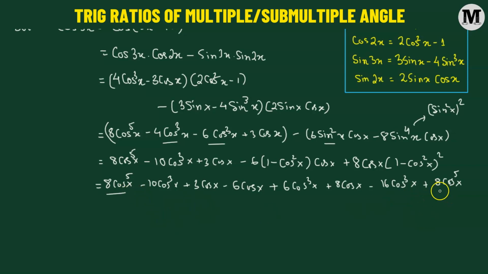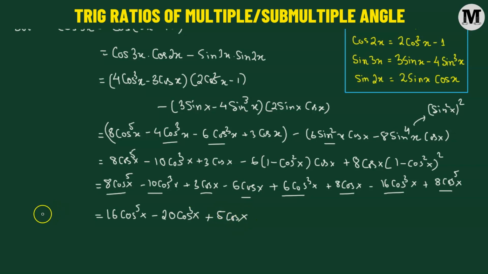So the first term and the last term are going to combine to give us 16 cosine of x raised to the power of 5. We have negative 10 cosine cube x plus 6 cosine cube x. So that will be negative 4 cosine cubed x. And negative 4 and negative 16 will make it negative 20. So we have negative 20 cosine cubed x. Then we have 3 cosine x plus 8 cosine x. That will be 11 cosine x. So 11 minus 6 cosine x. That will be plus 5 cosine x.